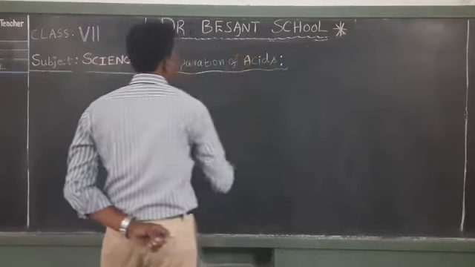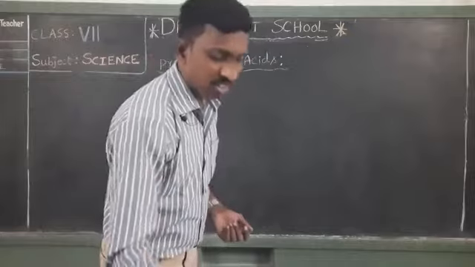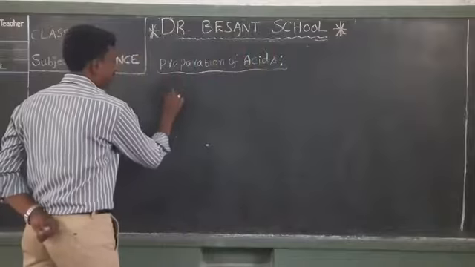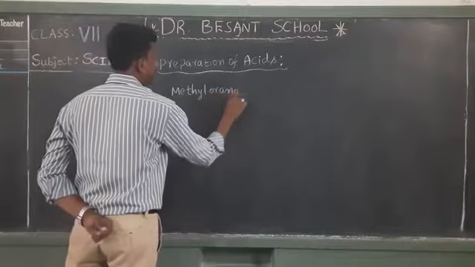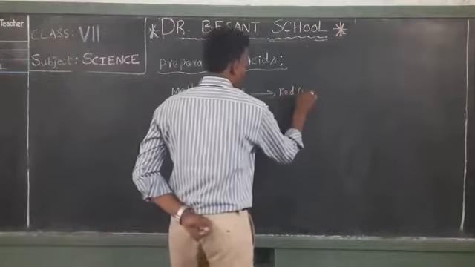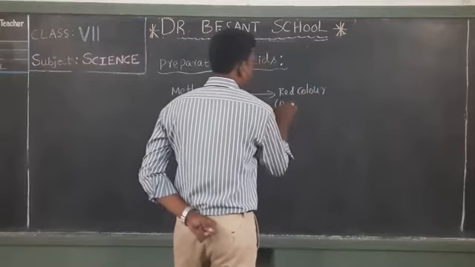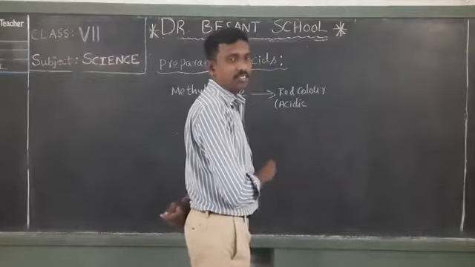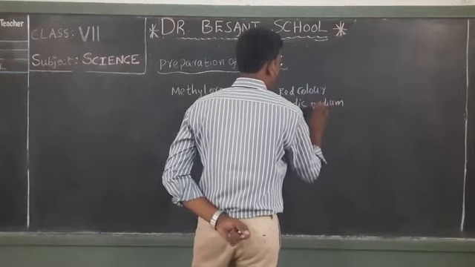Before learning about the preparation of acids, let us again go through the liquid indicators, methyl orange and phenolphthalein. Methyl orange turns to red color in acidic medium. That means when it is treated with an acidic substance, it turns red. So I have called it an acidic medium.